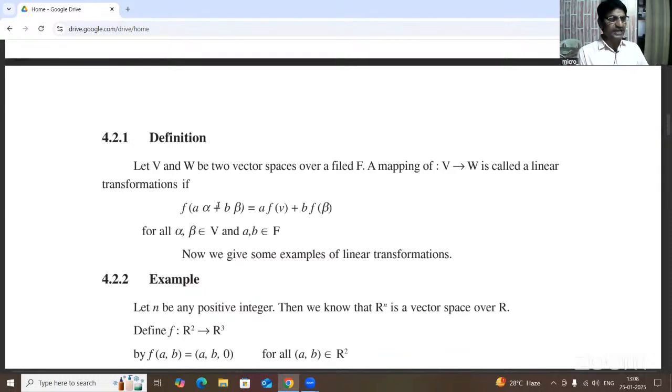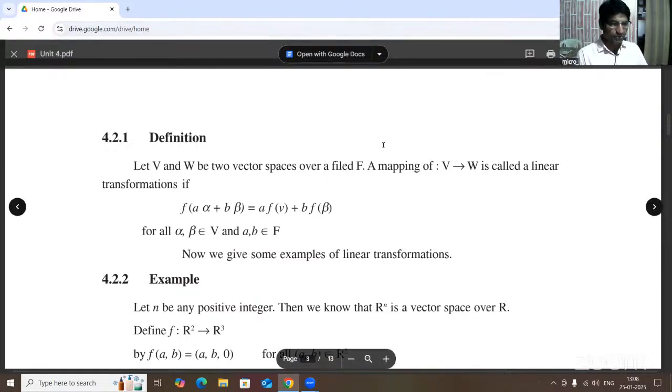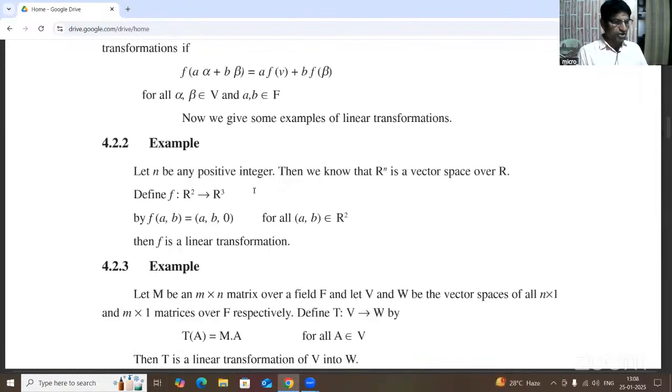So to write the linear condition through the functional part, A into F of alpha plus B into F of beta. Please note down. Now please rectify this mistake. This element is alpha, not V. A into F of alpha plus B into F of beta. So this is called the linear transformation definition through the linear functional. Here alpha and beta are referred to as vectors, and A and B are two elements given in the field. Okay.